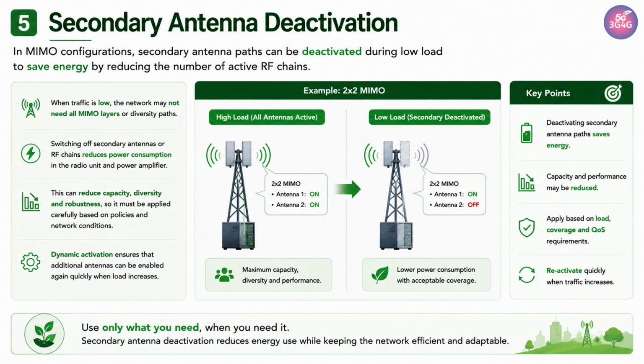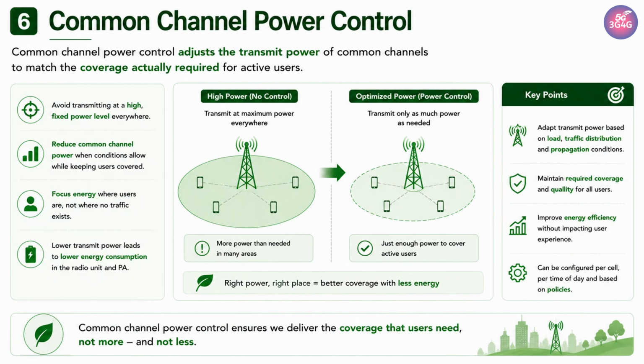But it may not be suitable if users are at the cell edge or if the network needs the diversity gain to maintain service quality. So the key message is secondary antenna deactivation saves energy by reducing active RF resources, but it must be balanced against coverage, capacity, and QoS requirements.